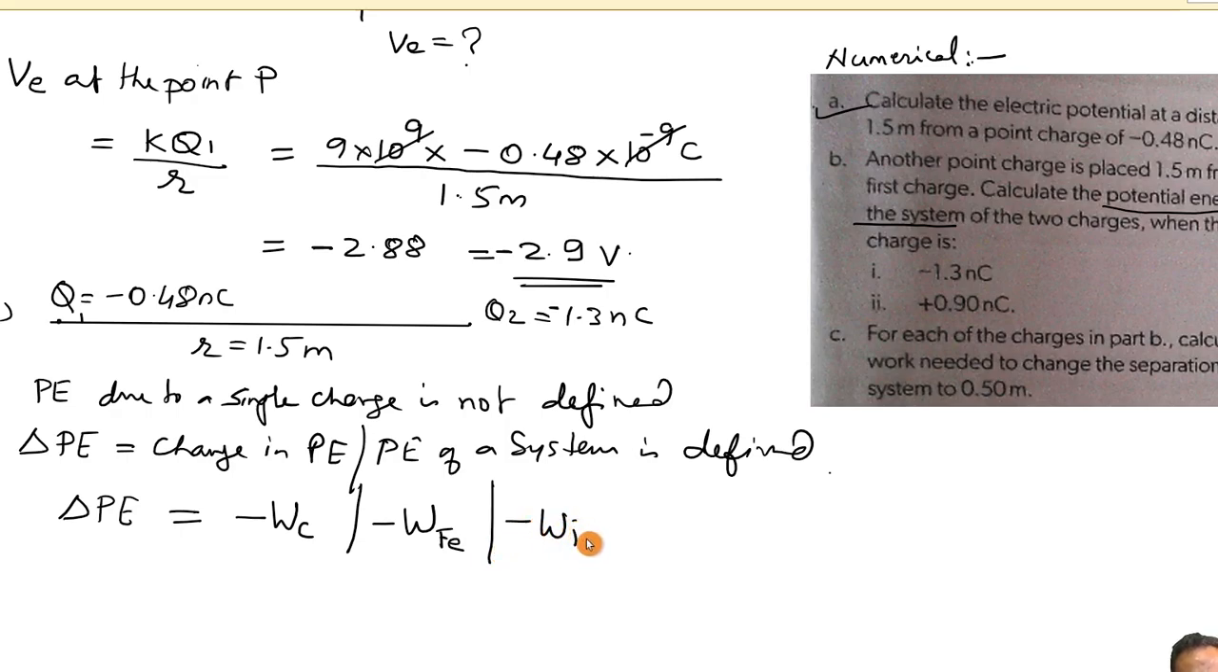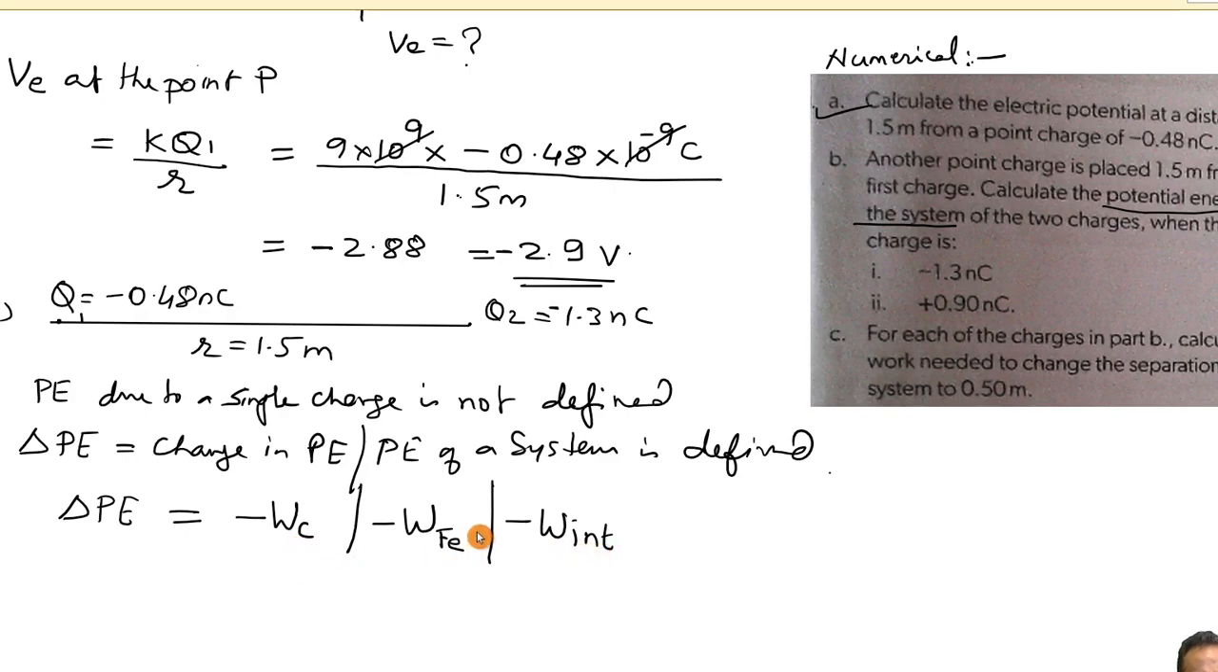Okay, so W_INT, right? There are so many ways you can say it. In some books, they say potential energy is equal to negative W_C. In some books they say it is equal to minus W_FE. In some books they say it is equal to minus W internal. Whatever it is, they all mean one and the same thing.